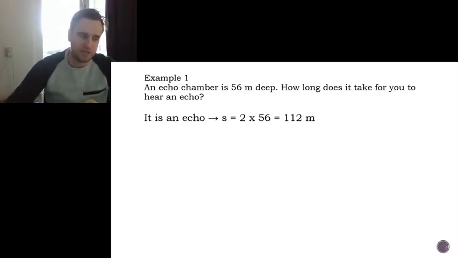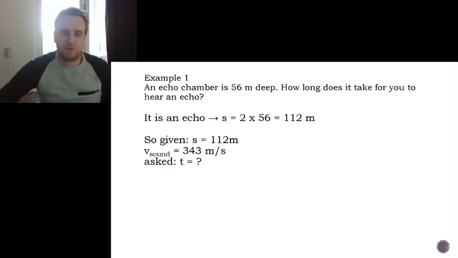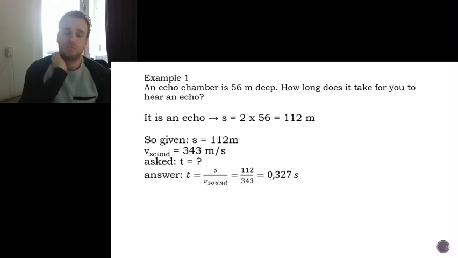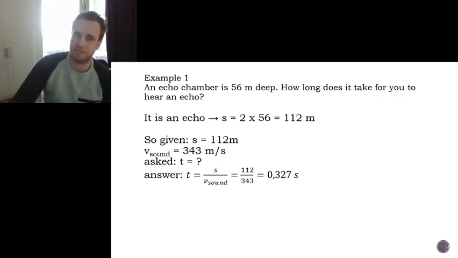The speed of sound is a given. It is 343 meters per second, at least at 20 degrees Celsius. So you can calculate time. When you rewrite the formula, time is distance divided by the speed. So the amount of time it takes for the echo to come back to you is about a third of a second, 0.327 seconds. And this is basically what you need to do this week.